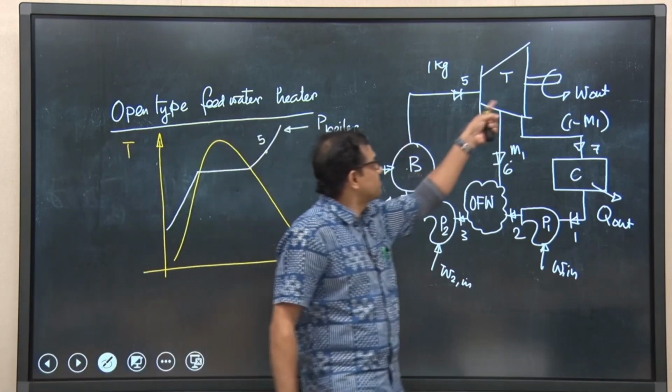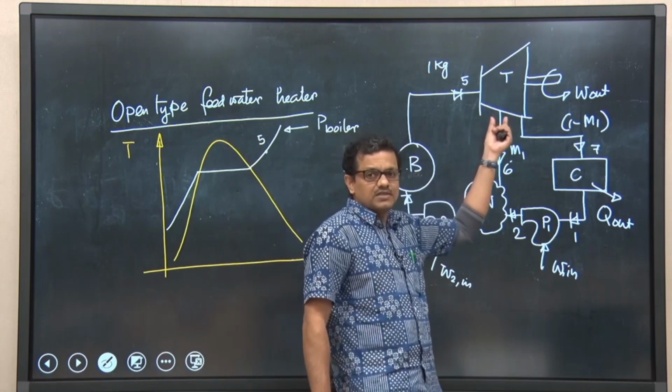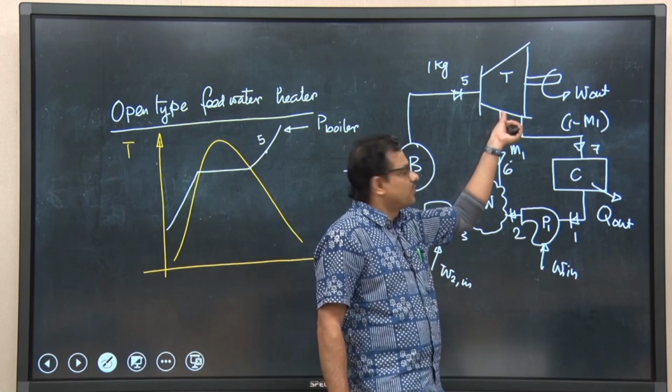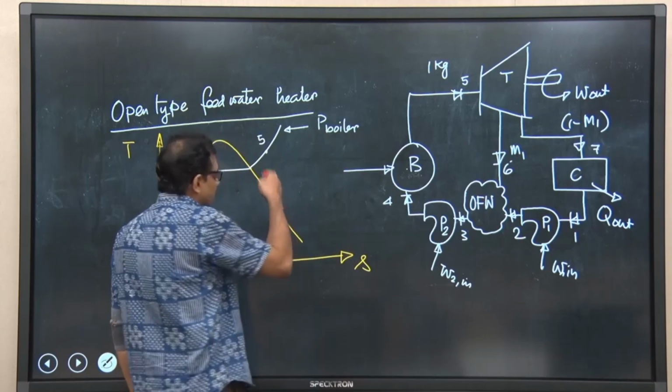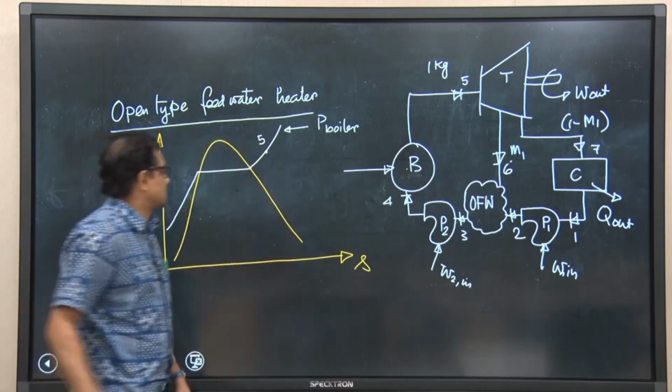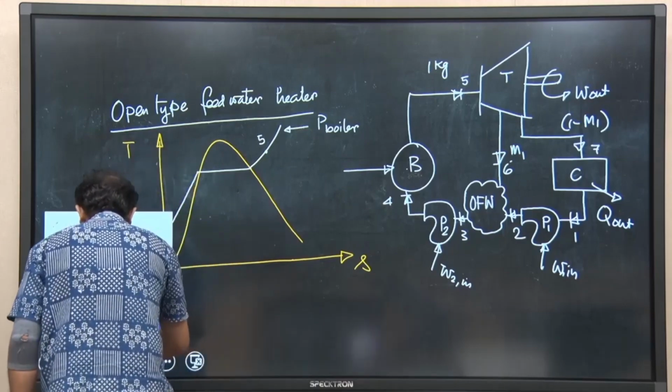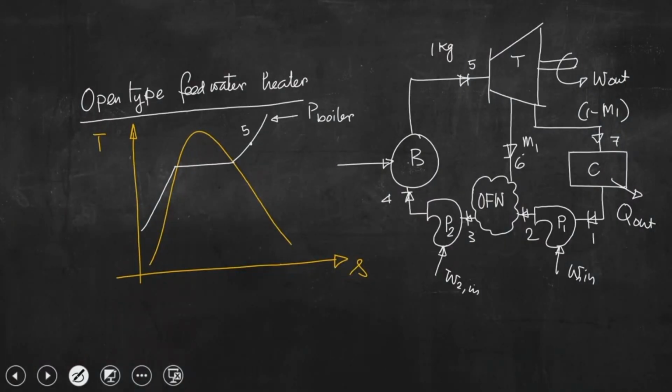When steam is expanding inside the turbine, some amount of steam is extracted from the turbine at an intermediate pressure. So, if we consider another intermediate pressure something like this, so this is P intermediate, and steam is expanding isentropically up to this point. So, this is point 6.